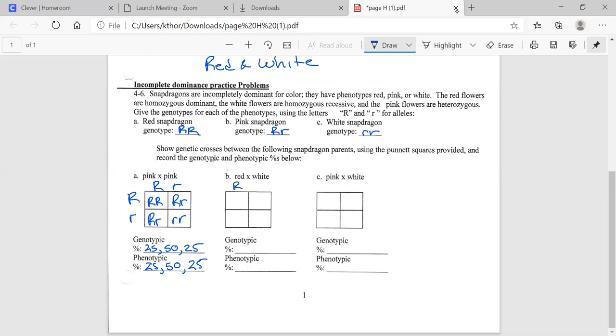How about red and white? Homozygous red, homozygous white. Genotype, 100% heterozygous and 100% pink phenotype. And then pink and white, there's the pink, there's the white. Genotypes, we have 50% heterozygous, 50% homozygous recessive, we have 50% pink, 50% white. All right, moving on.